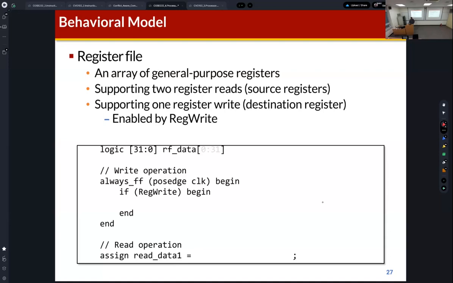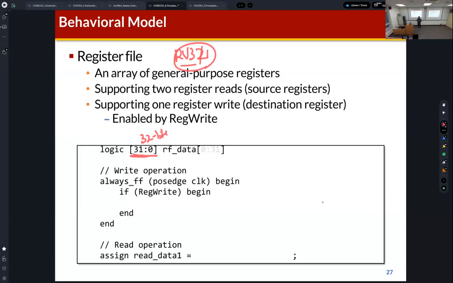I also mentioned that the register file is similar to the memory, which means that it is an array of registers. If we see this behavioral model, like the memory, you can find the array format of the register file data. This means the size of a single register is 31 down to 0, because in RV32I, the size of a single register is 32 bits.